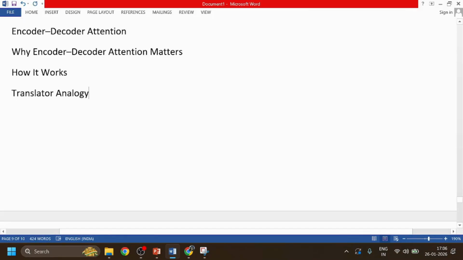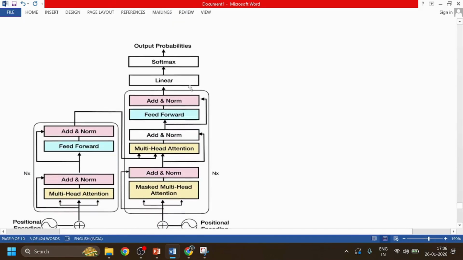Now we are going to understand encoder-decoder attention. Here you can see the output of the encoder is connected to this layer of the decoder. So it is called the encoder-decoder attention.